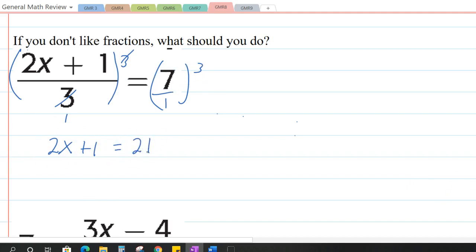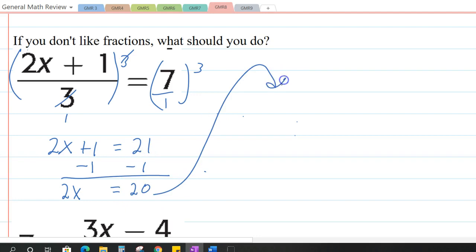Now I do my PEMDAS backwards, starting with adding and subtracting. The opposite of adding 1 is to subtract 1. Whatever I do to one side, we do to the other. Bring the 2x straight down. Check, 1 minus 1 cancels out. Bring the equal sign straight down. 21 minus 1 is 20.